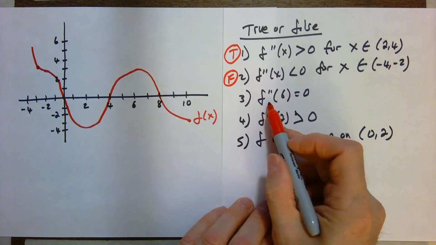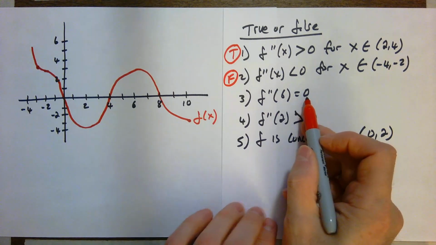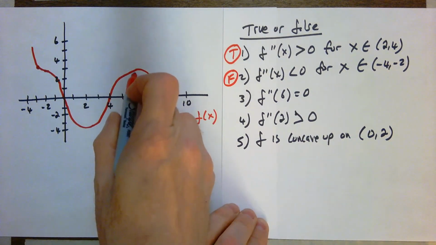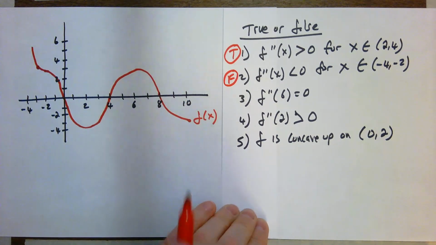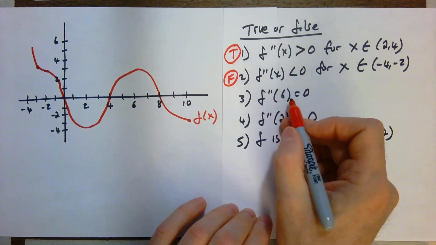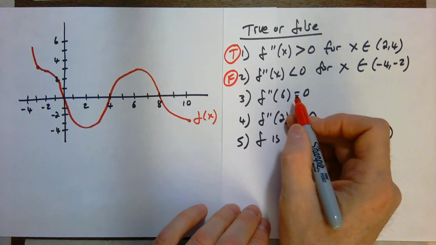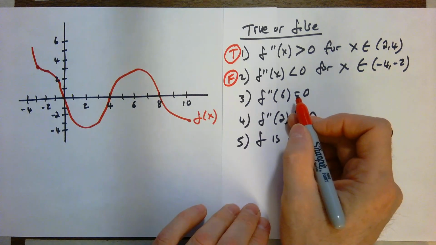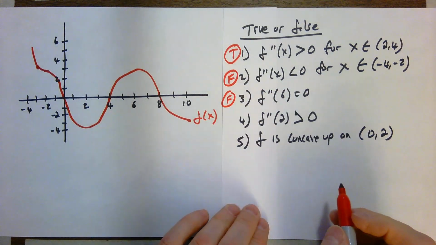Is the second derivative at 6 equal to 0? The second derivative at 6? Well, if I take a look at this, the first derivative certainly would be 0, wouldn't it? The slope of my tangent line would be 0. But is the second derivative going to be 0? No. Why not? Because there's no concave down. So this would be false.